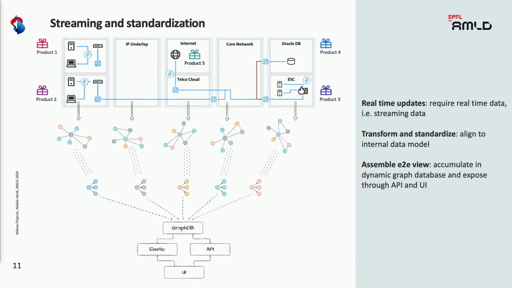We then transform and standardize that data into our internal data model. We don't only standardize it to our internal schema, we also provide a unified approach to life cycling. And we put this all into a graph database, which we then expose through an API and UI, and part of that UI you saw on a previous slide.